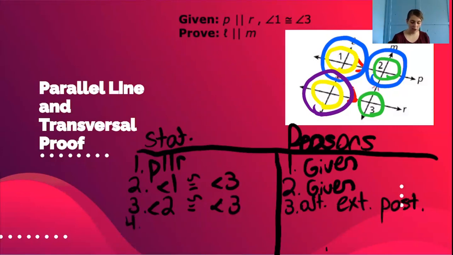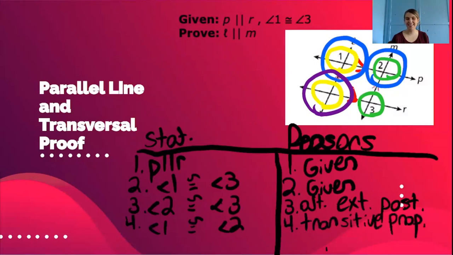Then we said that angle 1 was congruent to angle 2 because of the transitive property, which says that if two things are congruent to the same thing, then they're congruent to each other. Finally, once we knew 1 was congruent to 2, then we can go ahead and say that L is parallel to M because of the converse of the corresponding angle postulate.